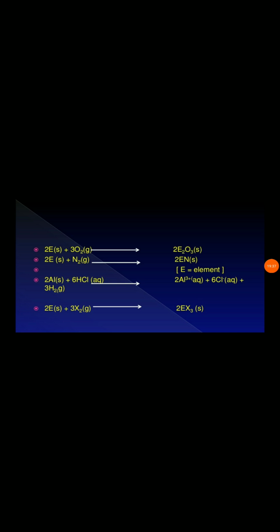Next, third reaction, see that: aluminium reacts with HCl, hydrochloric acid. When the acid reacts, Al3+ ions and chloride ions are formed along with hydrogen gas. Simply, AlCl3, aluminium trichloride, is forming, plus hydrogen gas is evolving. So aluminium metal is reactive with acid, giving AlCl3.